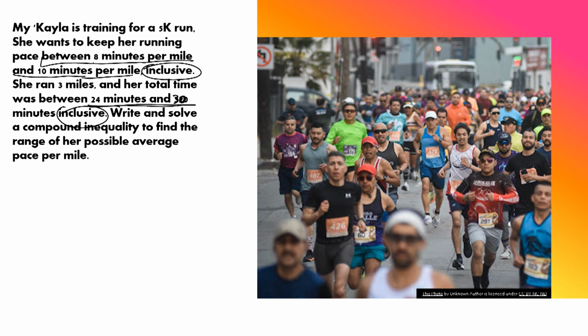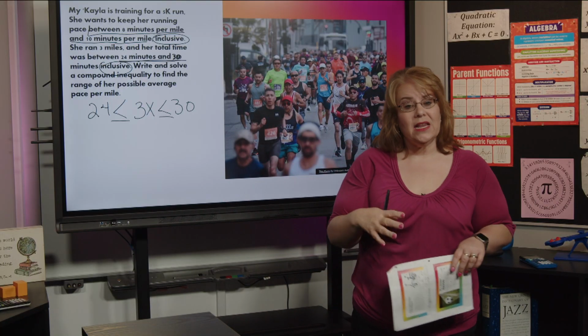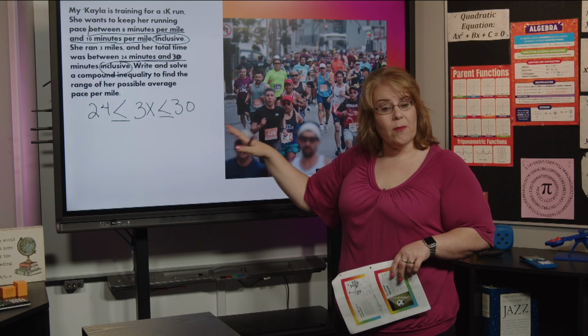All right, so I'm going to go ahead and write that. So I'm going to put what I know first. It was between 24 minutes and 30 minutes, and she ran 3 miles. So that's 3 times her average rate. Now, how did that 3 times her average rate compare? The 24 was less than or equal to the 3x, or the 3x was less than or equal to the 30. So what I have here is my compound inequality, so I've got to solve for my variable.